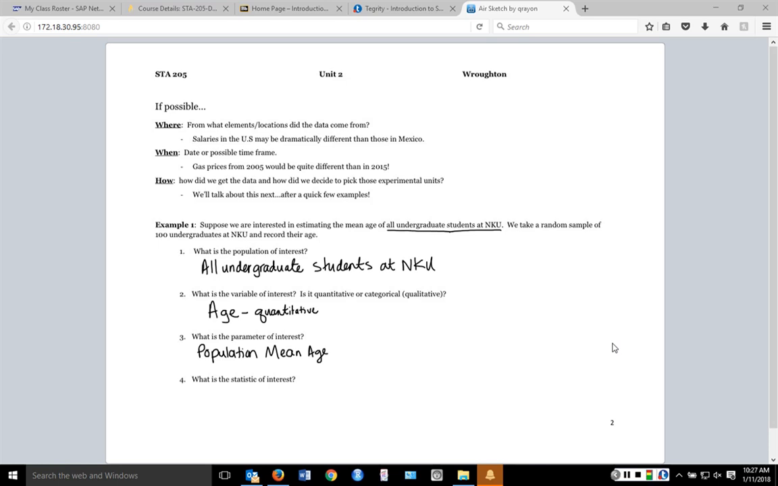Now the statistic of interest is, remember, a very similar definition to parameter. It's a numerical summary, but it's where it's coming from that's different. So a statistic comes from the sample instead of the population. So my first word here will be sample. And what number can I get from my sample? I can calculate the sample mean age.